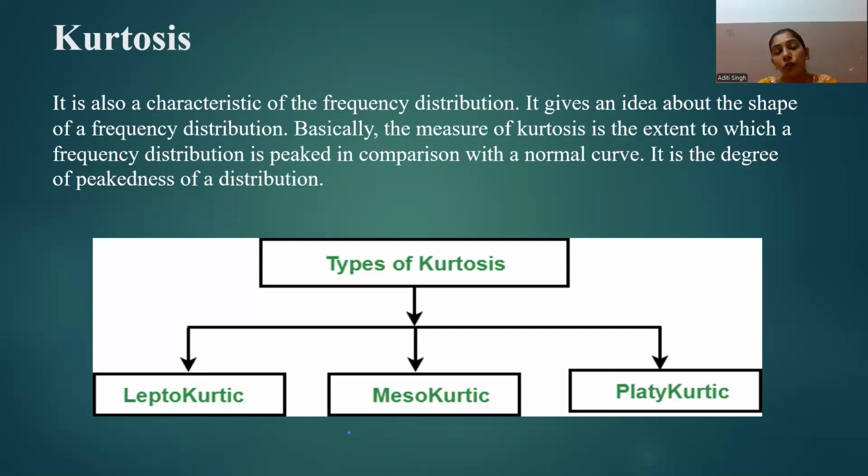If we talk about the types of kurtosis, they are of three types: leptokurtic, mesokurtic, and platykurtic. Kurtosis describes the fatness of the tail found in a probability distribution. Mesokurtic is normal, platykurtic is less than normal, and leptokurtic is more than normal.